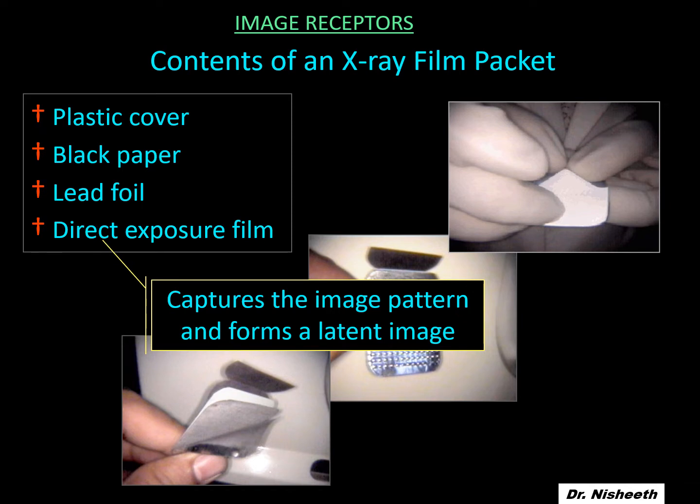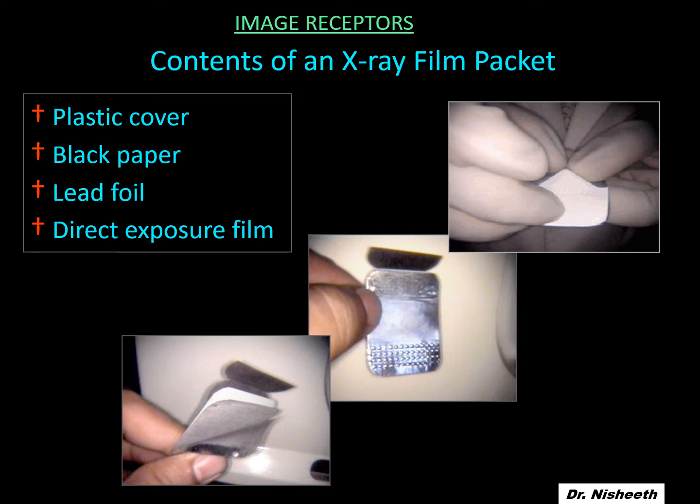Sometimes even if they go, like I have told you in the interaction of matter with X-rays, secondary X-rays are generated. Those X-rays can come back and hit the film and the image will get disturbed. To prevent that, a lead foil is kept in between. These are the two functions. Since it is metallic, it also provides some kind of stiffness to the film packet.